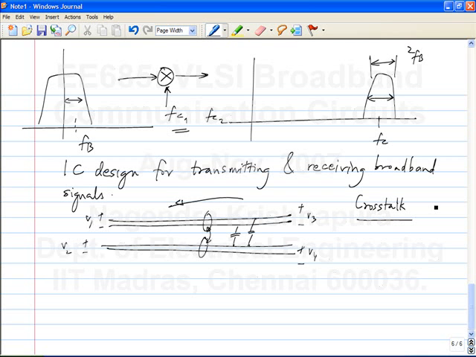So for instance, if you look at an Ethernet cable, what do you see? How many such pairs are there? 4. There are 4 pairs. There are 8 wires on the RJ45 connector, so there are 4 pairs and there is no isolation between them. They are all twisted together. So there is a huge amount of crosstalk in Ethernet.